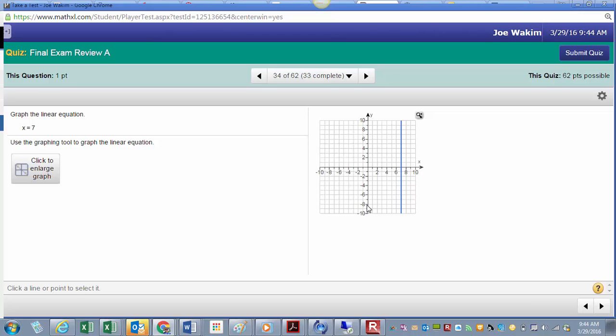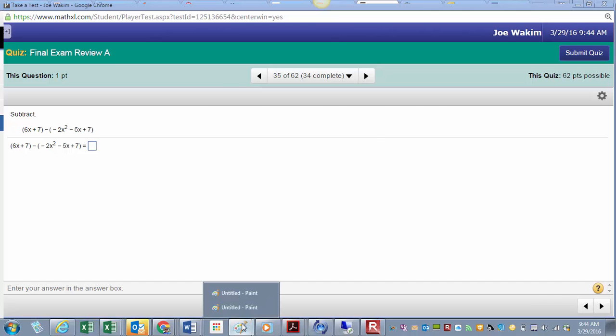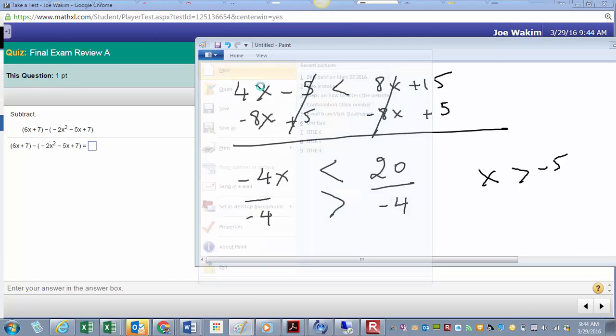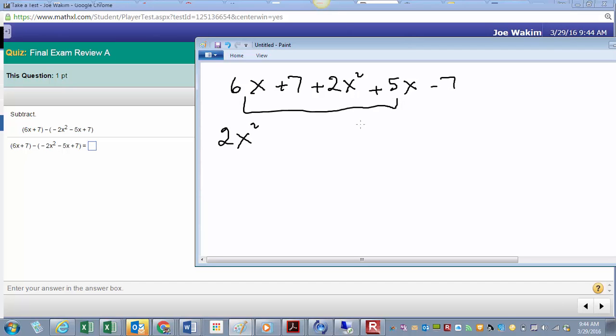Number 35. Subtract. Okay, we're going to distribute that minus sign, change the sign inside that parentheses, and then combine like terms. So we have 6x plus 7 minus would be plus 2x squared, minus plus 5x, minus plus is negative 7. So now we have 2x squared, that's the only term with x squared, but then we have 6x plus 5x, that's 11x, and then we have 7 minus 7, that's 0. Final answer, 2x squared plus 11x.